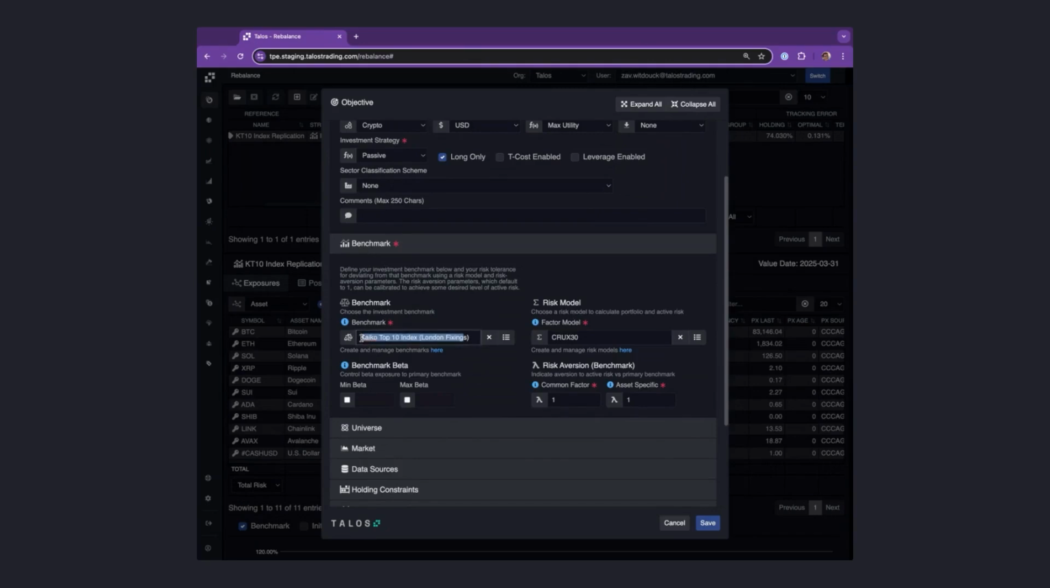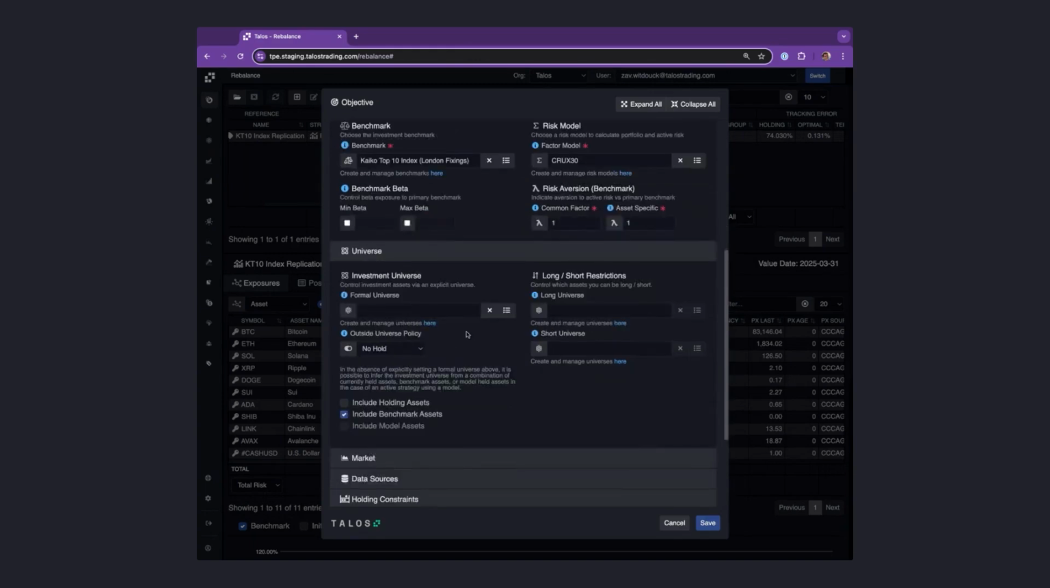And so here you can see I've configured the Kaiko Top 10 Index as our benchmark for this investment strategy. We could impose beta constraints against that benchmark if we want to, but we haven't in this case. And we've chosen our Crux 30 factor model as a means of measuring active risk in this portfolio. Generally speaking, investors will generate their own proprietary factor models on the platform, using their own set of parameters. But here we just use this Crux 30 as a demonstration.